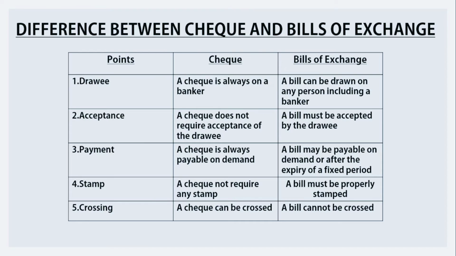Stamp. A check does not require any stamp, whereas a bill must be properly stamped. Crossing. A check can be crossed, whereas a bill cannot be crossed.